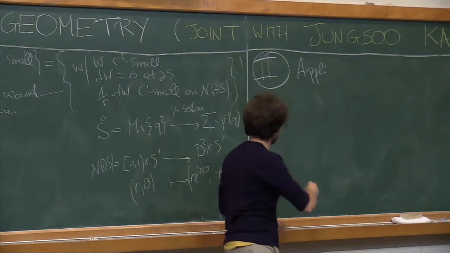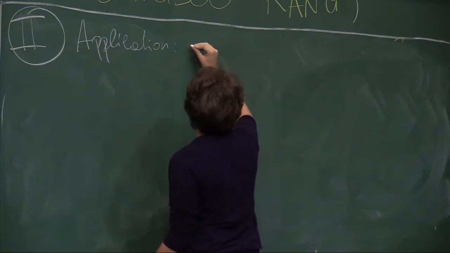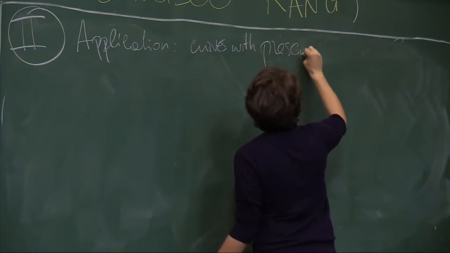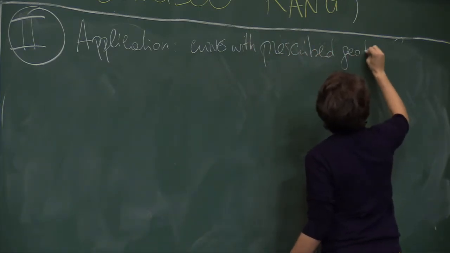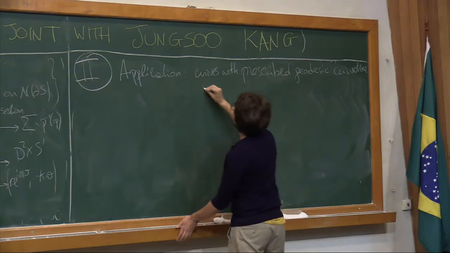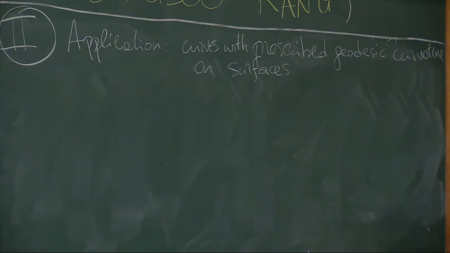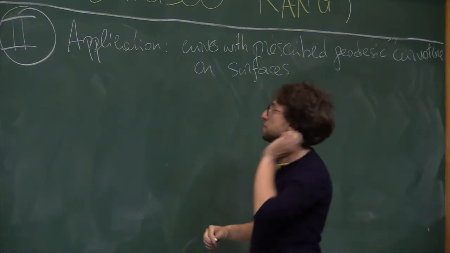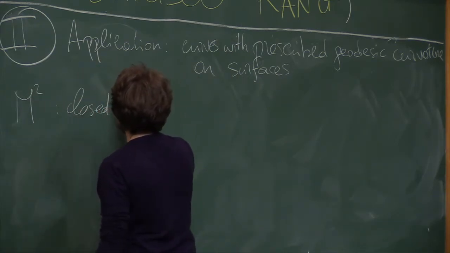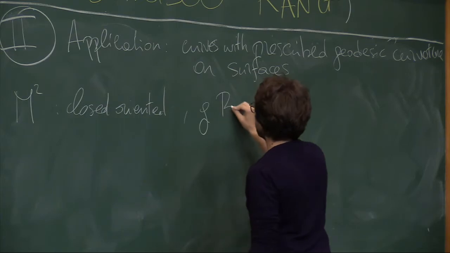Okay, so application. These are the applications on curves with prescribed geodesic curvature on surfaces. Okay, so also known as magnetic geodesics, or maybe with also other names. So what I have here now is M2. This is a closed oriented surface. And then I fix on this M also a Riemannian metric, g.